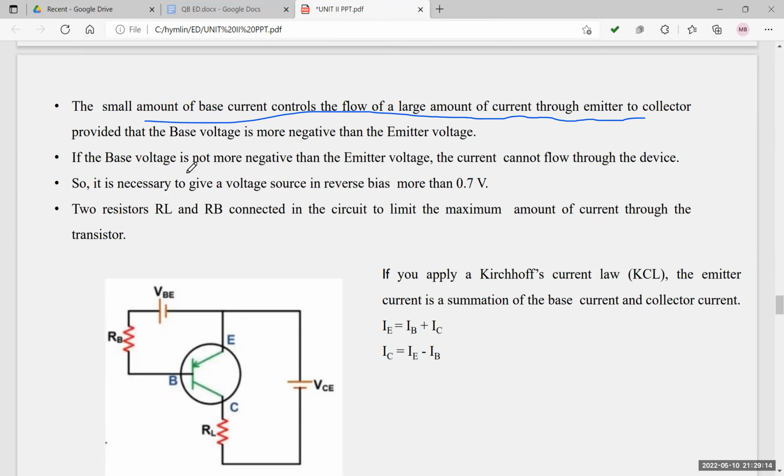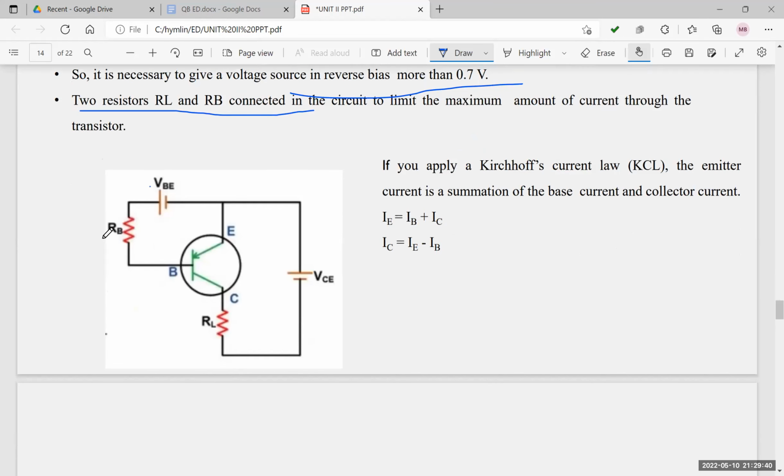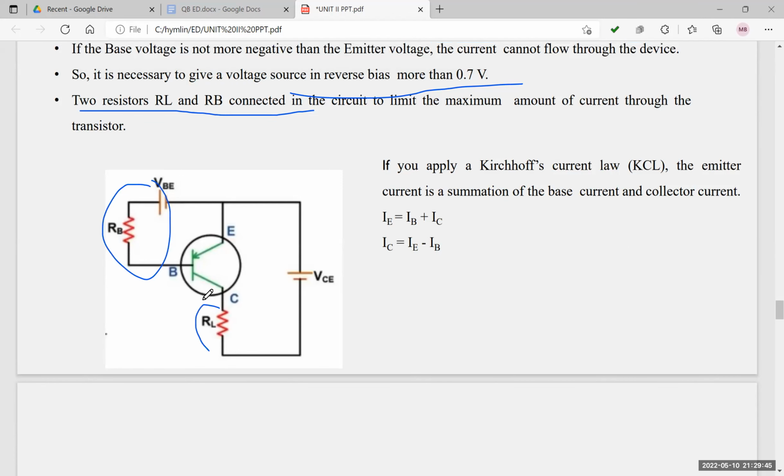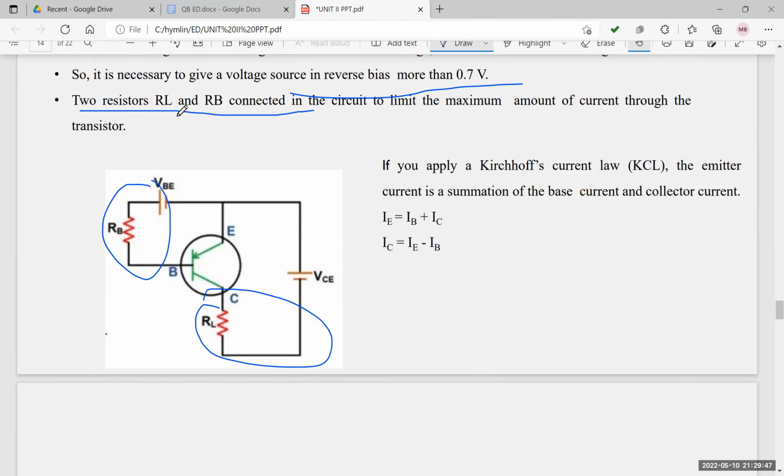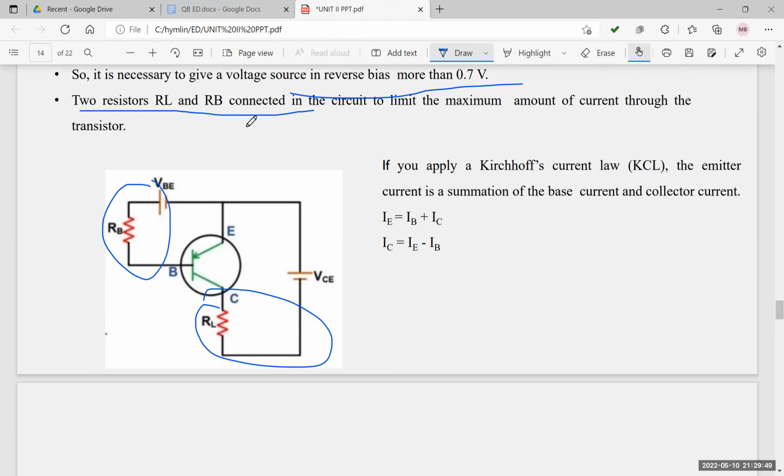Now if we give a larger reverse bias voltage, more than 0.7 volts, the current cannot flow through the device properly. In order to overcome that, we have to use some resistors, which are limiting resistors, to limit the maximum amount of current through this. So while connecting it as a circuit, this is the output, so it is considered to be the load. We connect two resistors, RL and RB, the limiting resistors, to limit the maximum current flow.